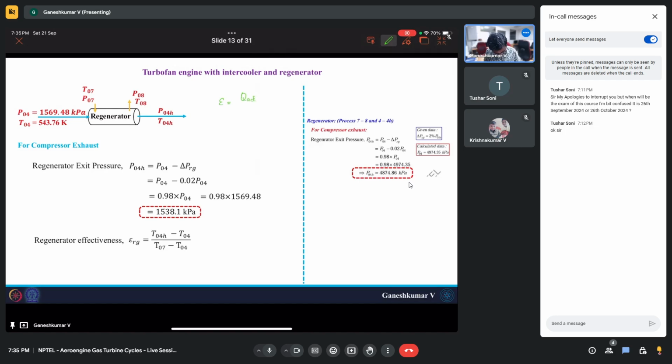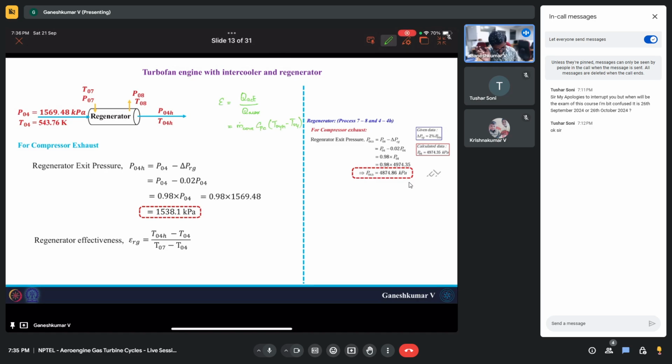Q actual divided by Q maximum. And the Q actual would be m dot core. You can either select the core, the high pressure compressor exit air, or the exhaust gas. Here I'm selecting the high pressure compressor exit, where it gets heated up from T04 to T04H. So it will be T04H minus T04.